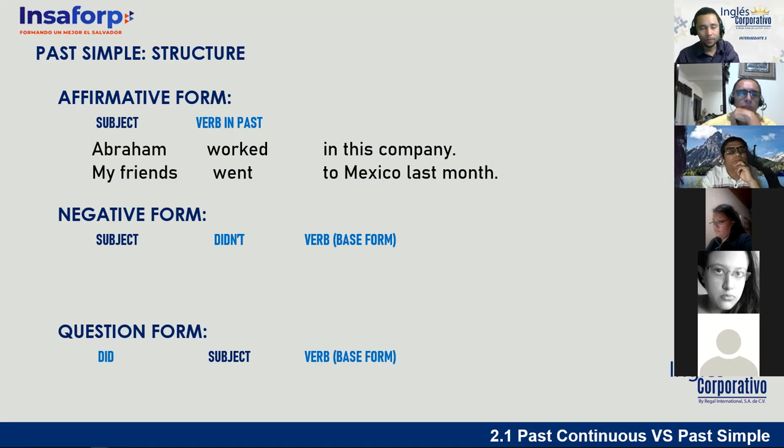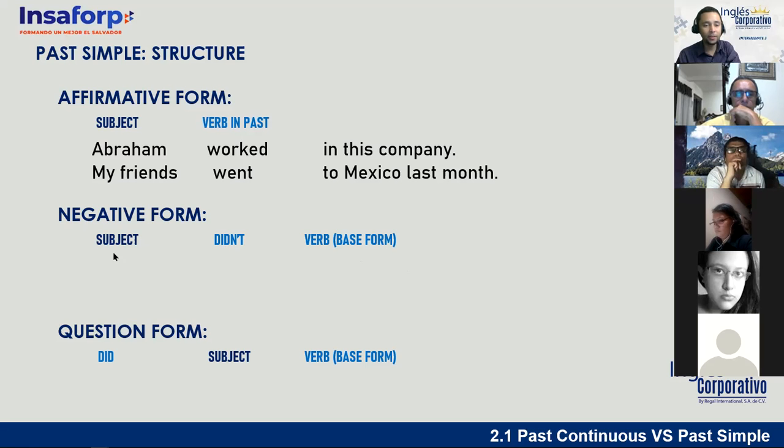So let's take a look. Worked, this is a verb in past. It's a regular verb. Went is another verb in past, but this is irregular. Now, what about the negative form? For the negative form, you need the subject, you need to use the auxiliary and the particle not, so you get didn't. And after that, you have to use the verb in base form. Okay, you have to use the verb in base form.